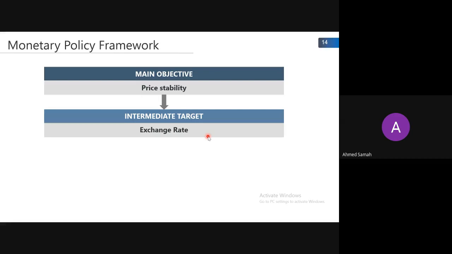Why not interest rate? Some countries use the interest rate, and some countries use monetary aggregates, and to achieve inflation targeting they use the interest rate as the intermediate target. But in the case of Maldives, we are having exchange rate. Why do you think that is?